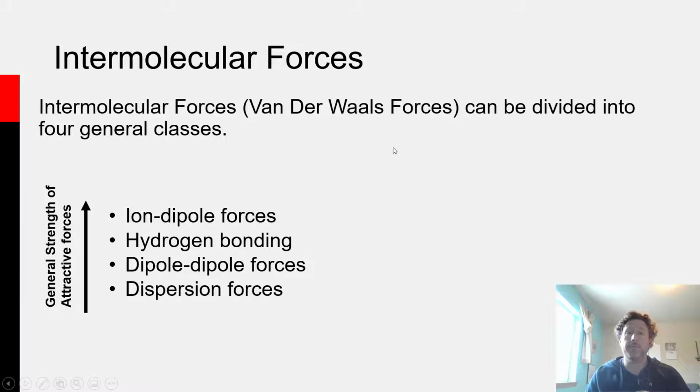There are four types of intermolecular forces, which are sometimes referred to generally as van der Waals forces, after the same physical chemist who made those modifications to the ideal gas law to better reflect the behavior of real gases that we talked about at the end of chapter 8. And the four classes of intermolecular forces are dispersion forces, which are the weakest, dipole-dipole forces, which are a little stronger, hydrogen bonding, a little stronger still, and ion dipole forces.